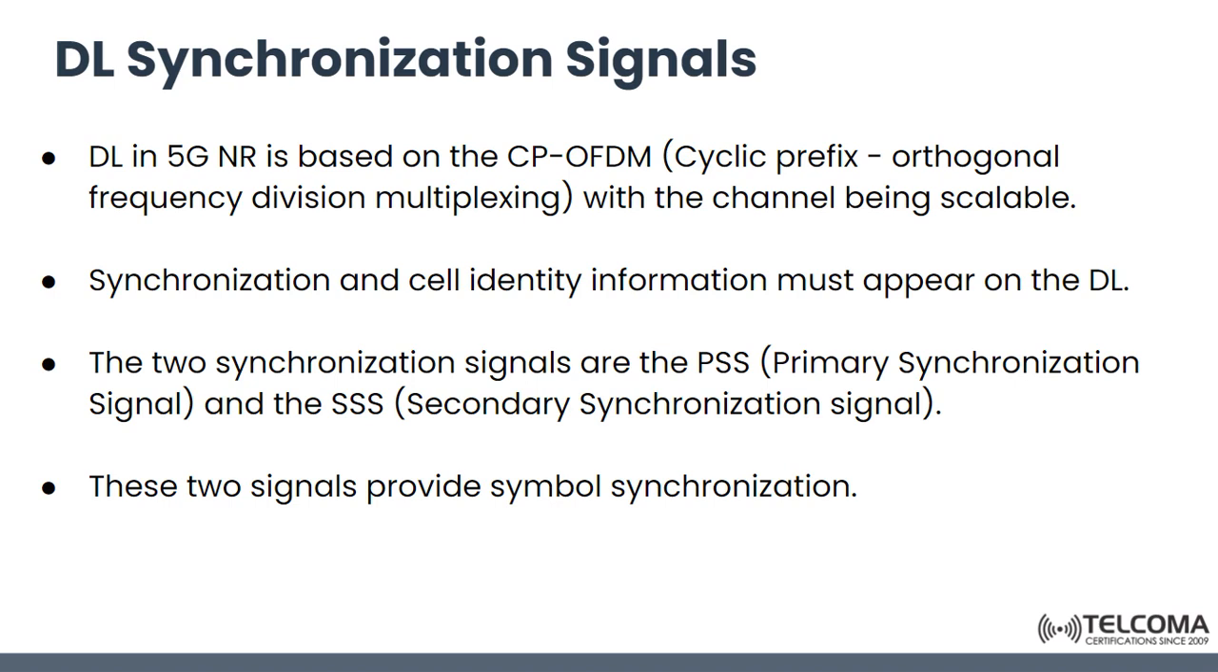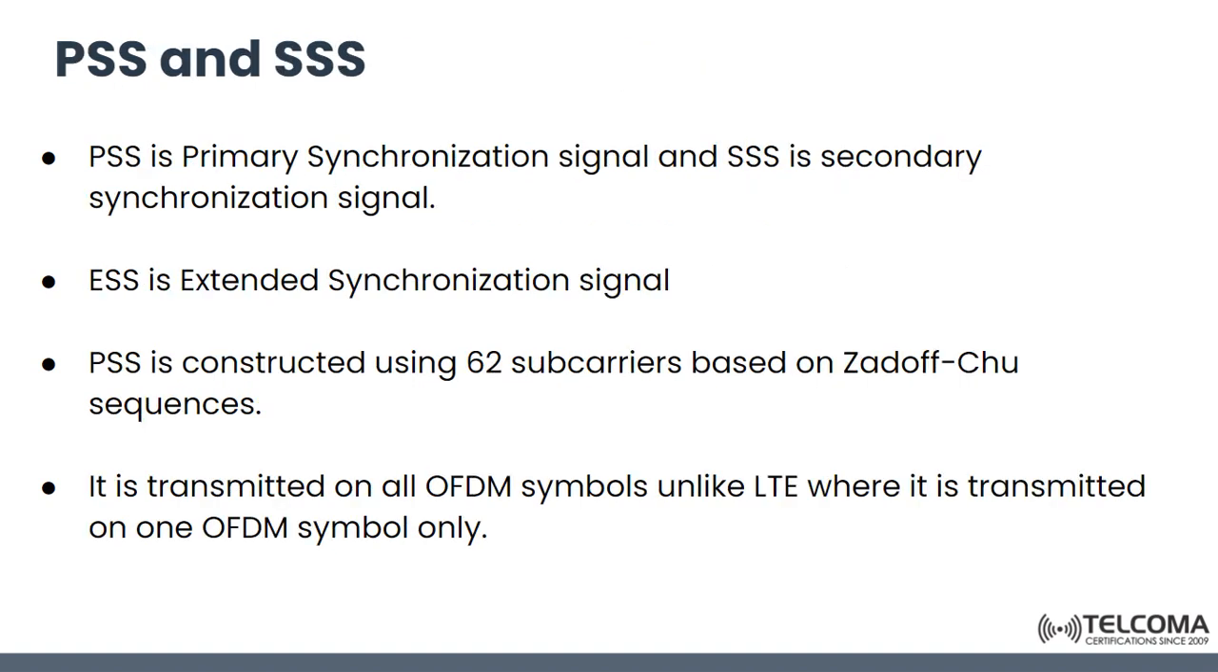These two signals, the primary synchronization signal and the secondary synchronization signal, provide the symbol synchronization. Now, what are PSS and SSS? PSS stands for primary synchronization signal and SSS for secondary synchronization signal. ESS is the extended synchronization signal. PSS is constructed using 62 subcarriers, and these are based on Zadoff-Chu sequences.